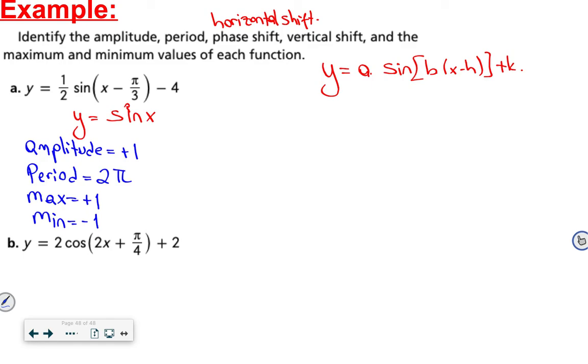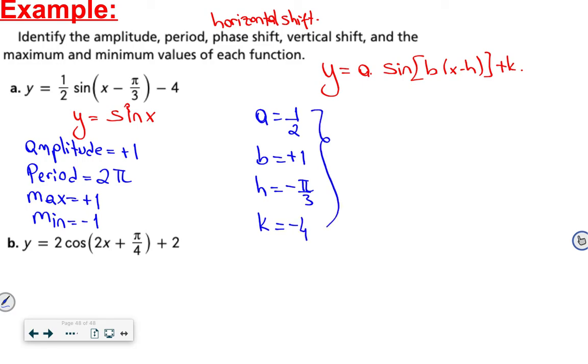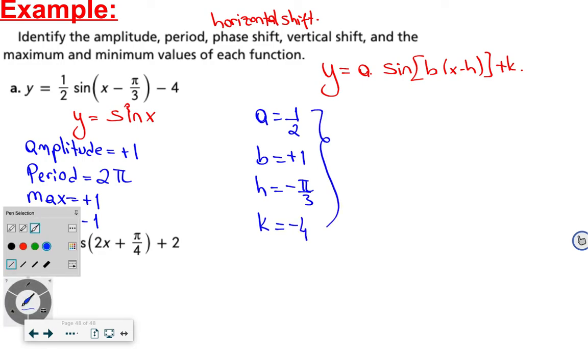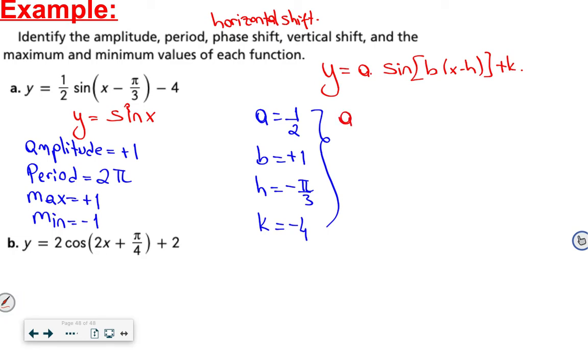If you compare the transformed function with the formula, a is going to become 1/2. B is going to become 1. H is going to become negative pi over 3. And K is going to become negative 4. According to this information, we can find the amplitude. Amplitude is 1/2.